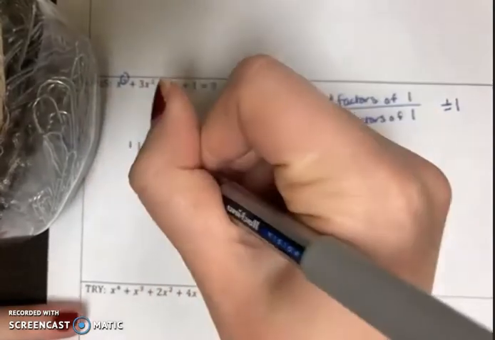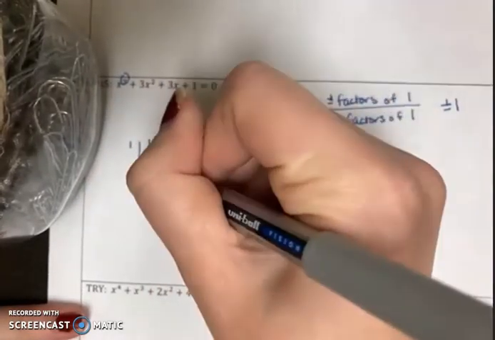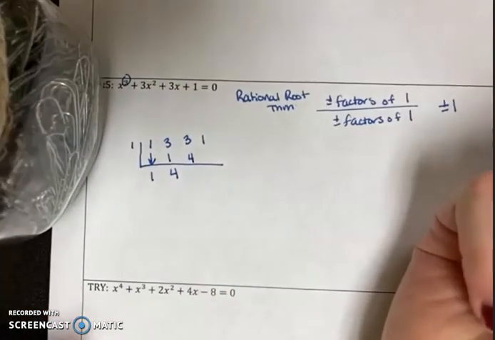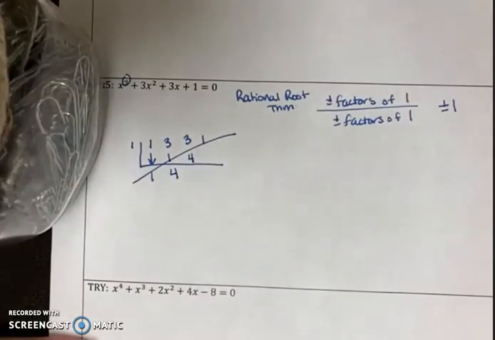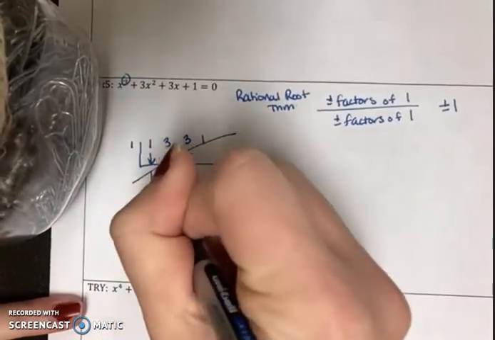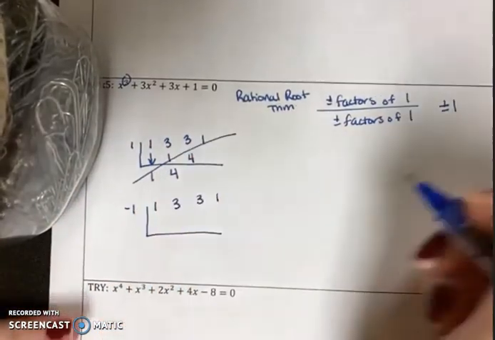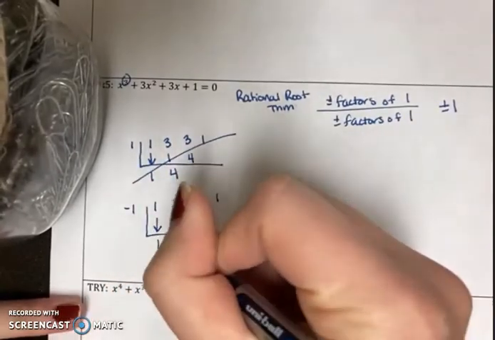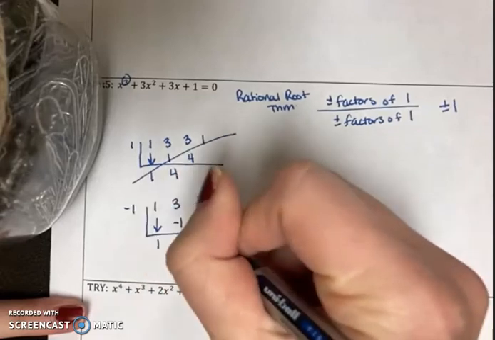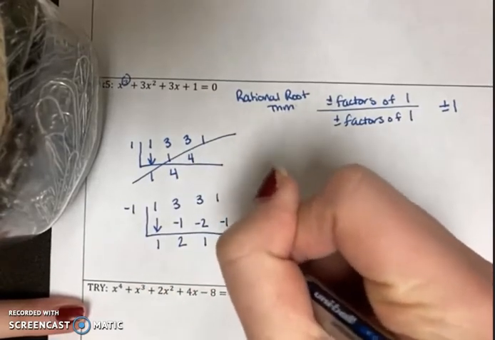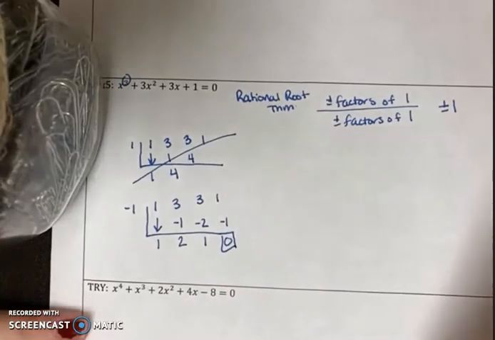1 times 1 is 1. Add it, I get 4, 4. I can already see that this is not going to work out. Let's try a negative 1. How about that? So 1, 3, 3, 1. Bring it down. Negative 1 times 1 is a negative 1. Add, I get 2. Multiply negative 2. Add 1. Multiply negative 1. There we go. That's what I want.